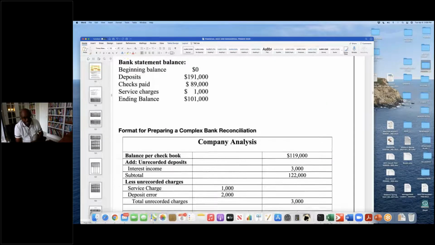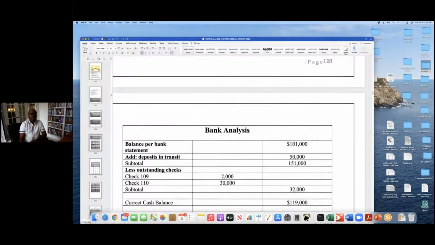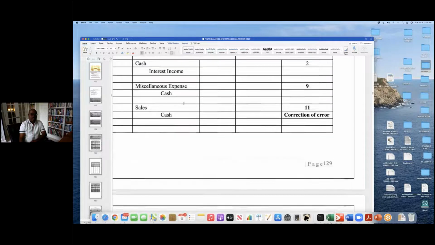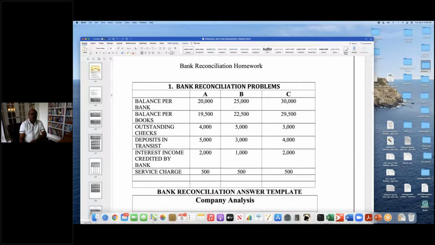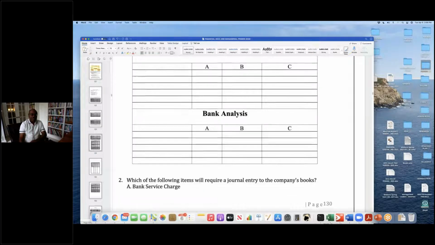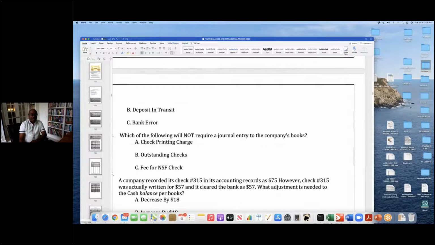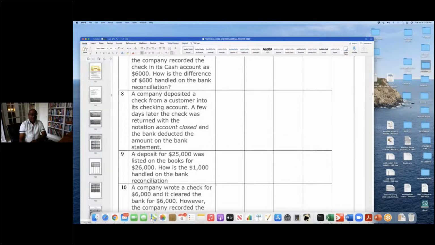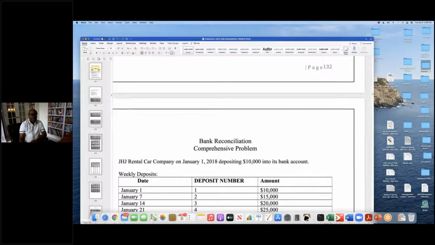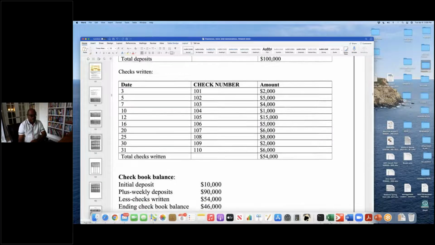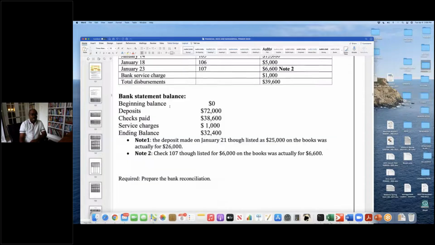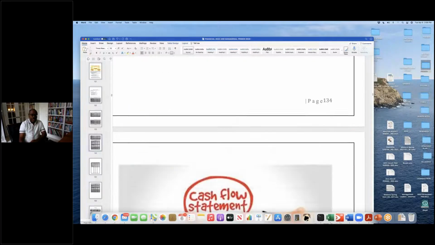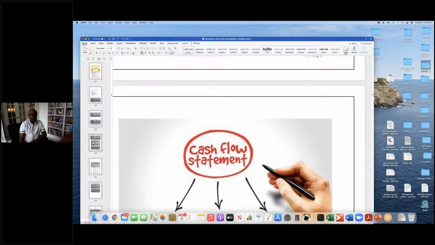We'll get into the complicated, complex one, and we don't want our A students to get bored. So here's some homework in here. You might go through those. And here's your comprehensive problem. All right, so we'll get back to that next time.